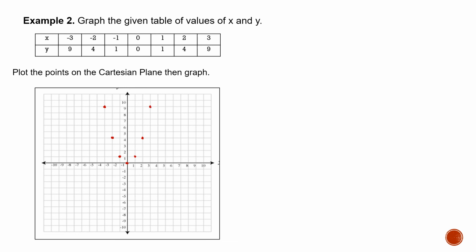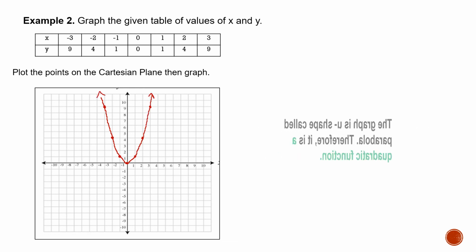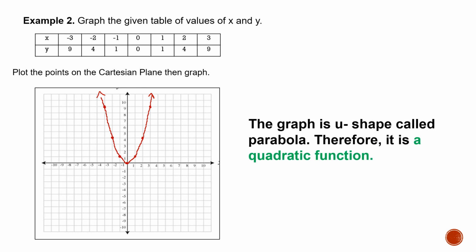So let's connect the points. So with that, what can we say? The graph is a U-shape called parabola. Therefore, it is a quadratic function.